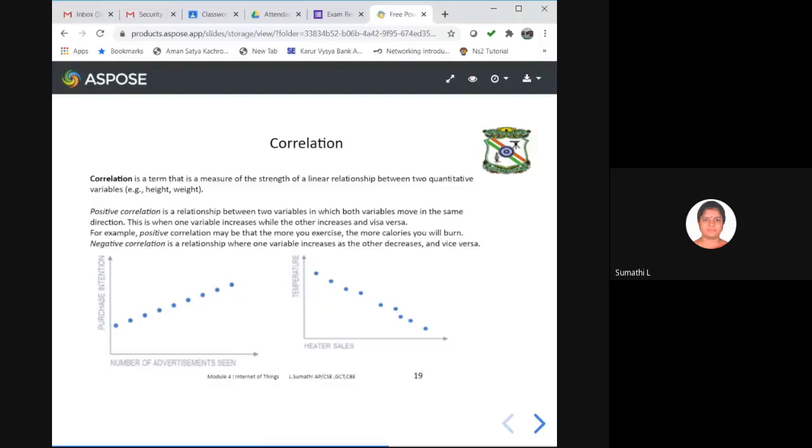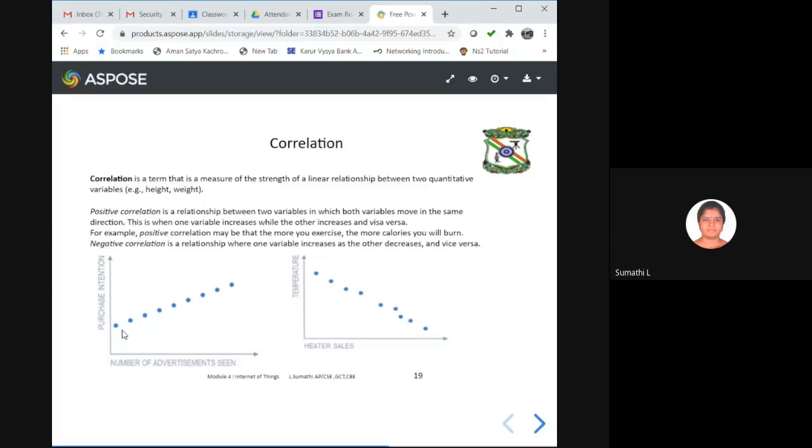If the temperature is so chill, I will not purchase ice creams. If the temperature is okay, I may purchase some ice creams. If the temperature is so hot, I will purchase more ice creams, right? So all these values I can put as a graph. How can it be done? On paper, if I want to put a point, what are the two things you need? You need an x-axis and a y-axis, right? So for understanding, I will take two variables. One is the number of advertisements seen, let it be x, and purchase intention is the other axis, that is y.